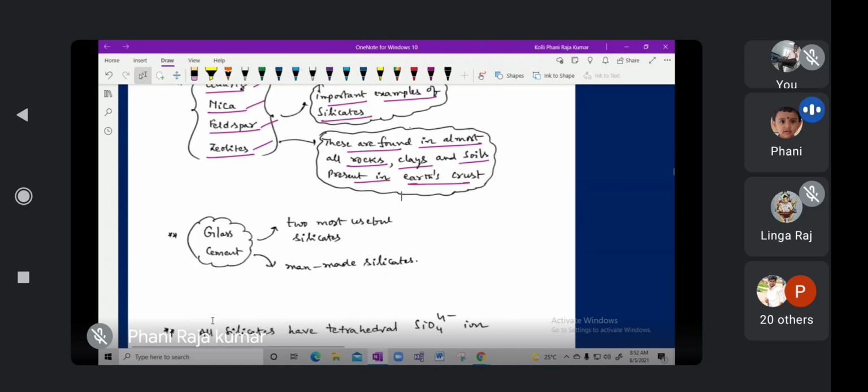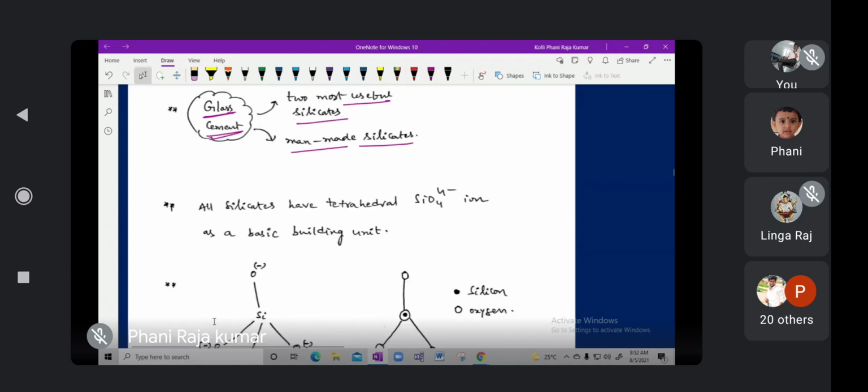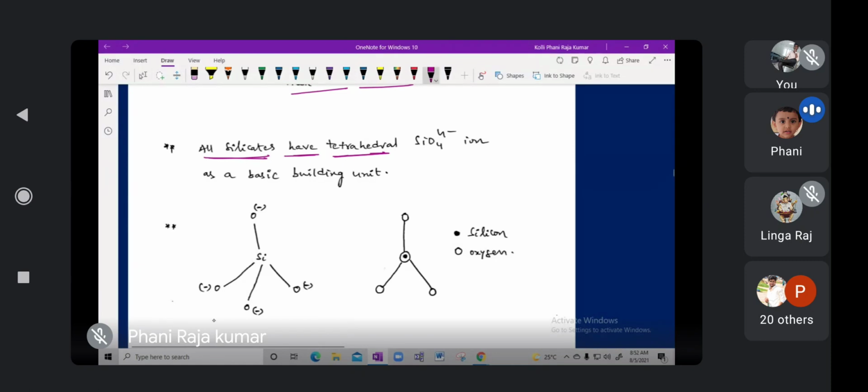In addition to that, we have man-made silicates also available: glass as well as cement. These are two most important useful silicates, but they are not available in the earth crust. They are all man-made silicates, glass as well as cement. So now observe here. All silicates have the tetrahedral SiO4 4- ion.